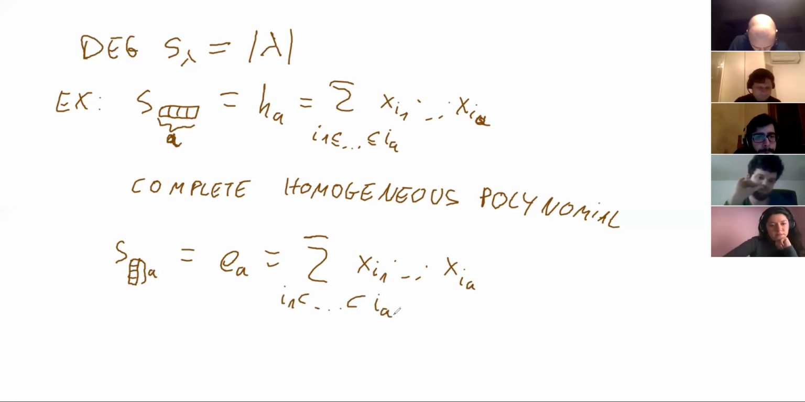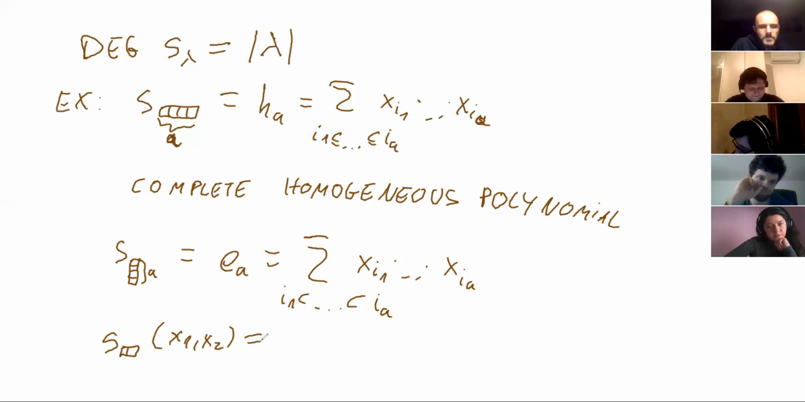Maybe you want a more explicit example. So maybe someone can tell me what is S. I put 2 boxes here, and let's say that I have 2 variables, x1, x2. So anyone brave enough to tell me what is this polynomial?